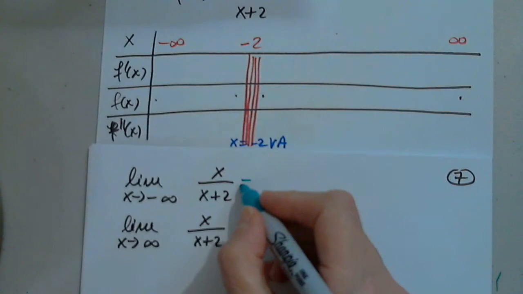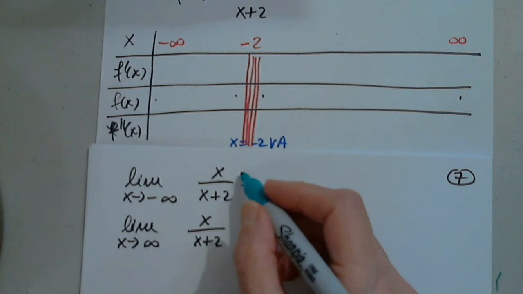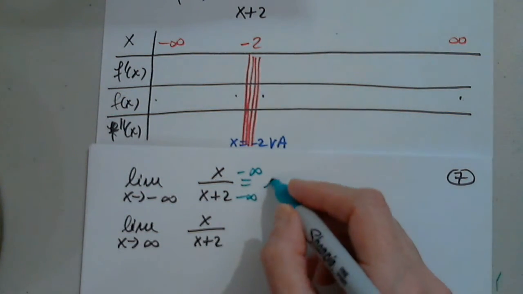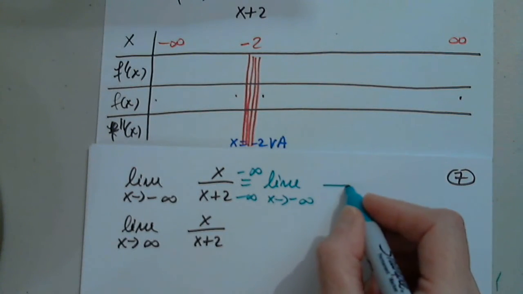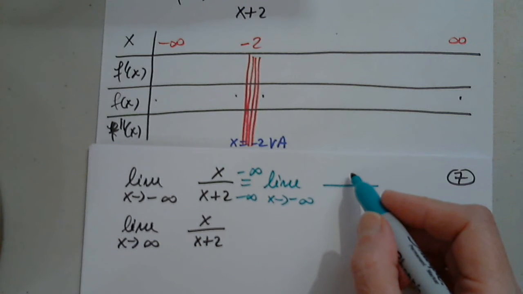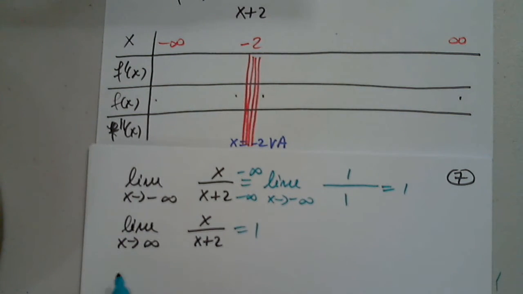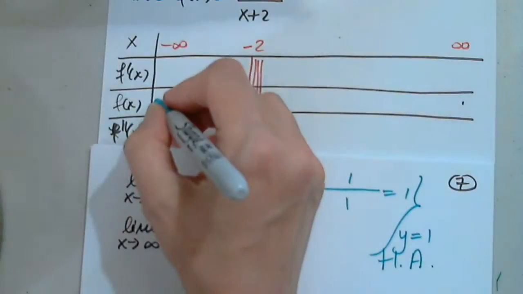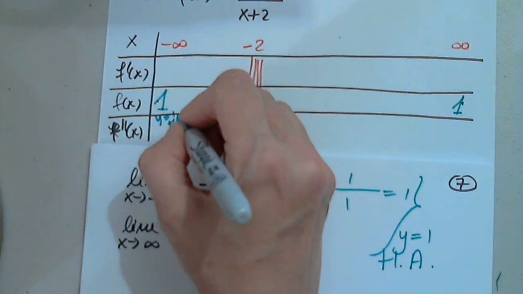Where does the numerator go? Negative infinity. Good. Where does the denominator go? Also negative infinity. Good. What method do we have for something like this? In a fraction, L'Hopital's rule. Very good. So let's differentiate the top. 1. The denominator. Also 1. That's it. So this is also the same thing. So we have to say that y equals 1 is a horizontal asymptote. 1, 1, and I make myself a note, y equals 1, horizontal asymptote.